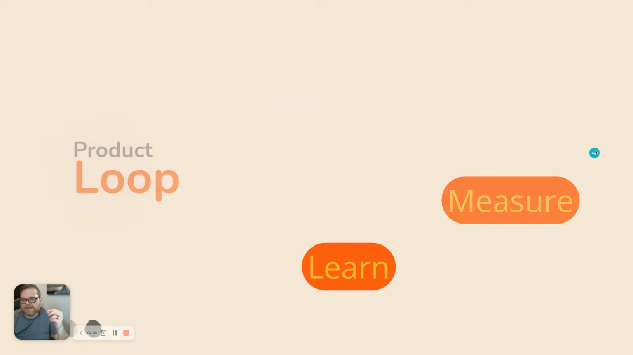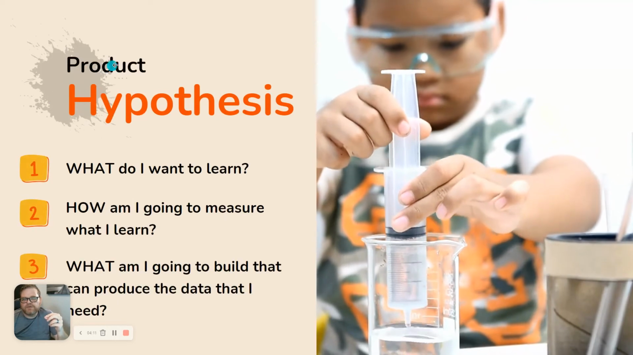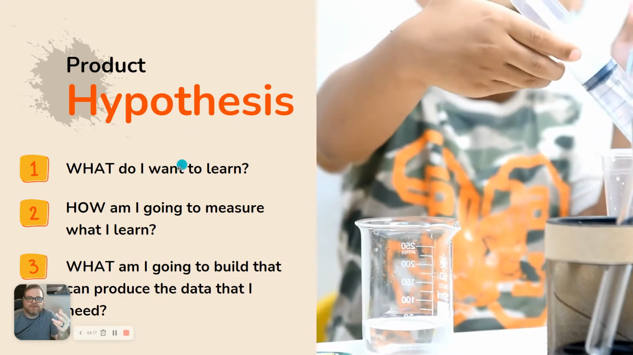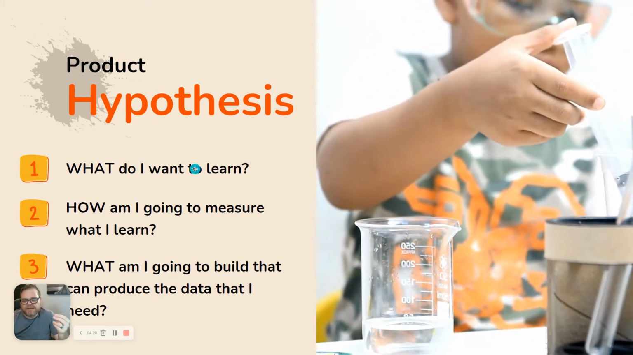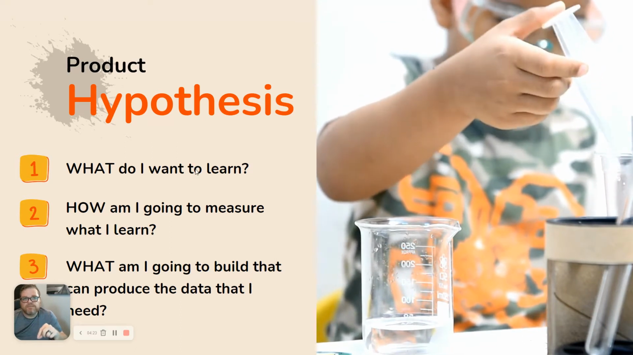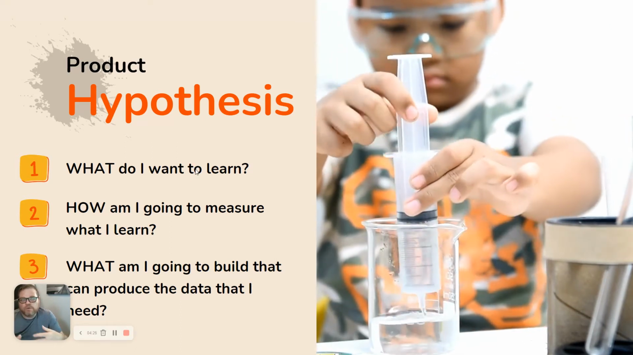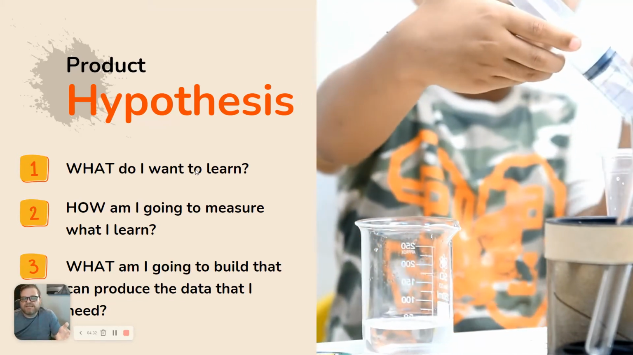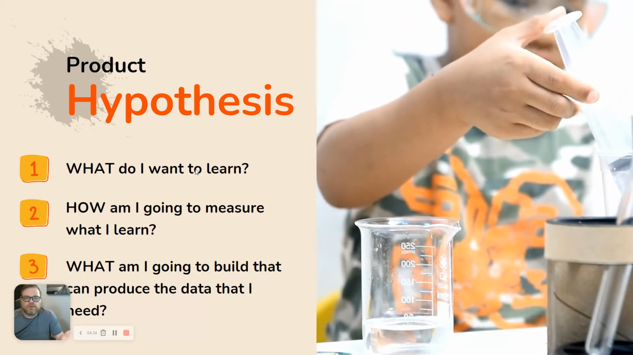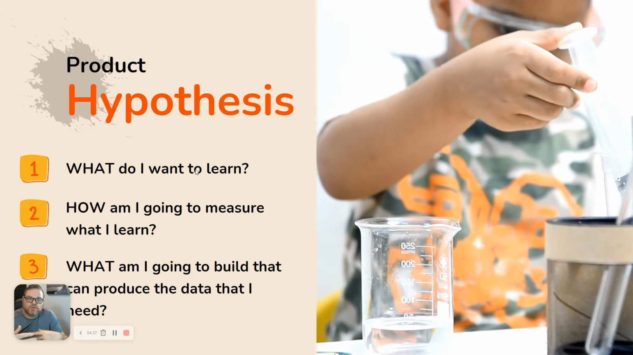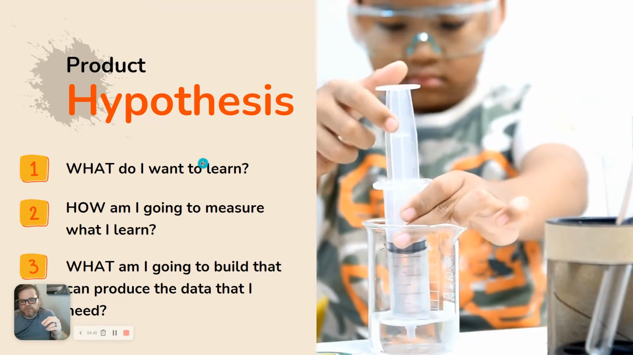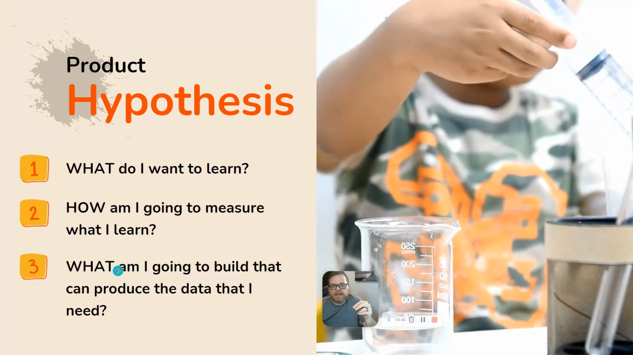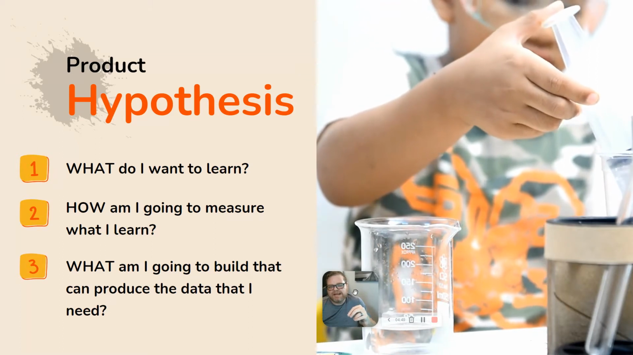However, you tip it on its head, and you make this product hypothesis. You don't just build something. You have to have some sort of hypothesis. So what do you want to learn? In my situation, I want to learn, is there a market for creating courses for therapists that I can make a living on? If I needed 700 customers for what they were willing to pay, then I would need to tweak my hypothesis. So, what do I want to learn? How am I going to measure what I learn? And what am I going to build that can produce the data that I need?